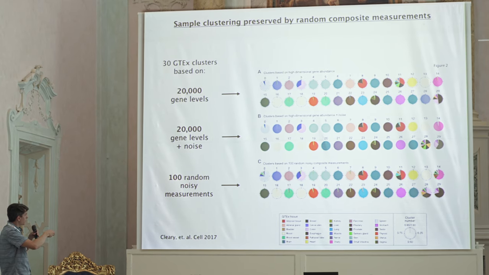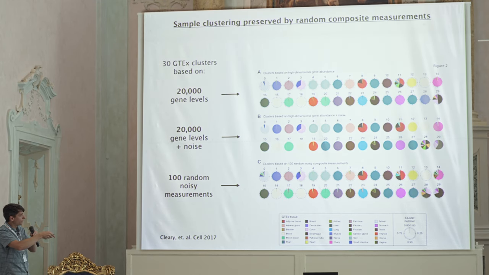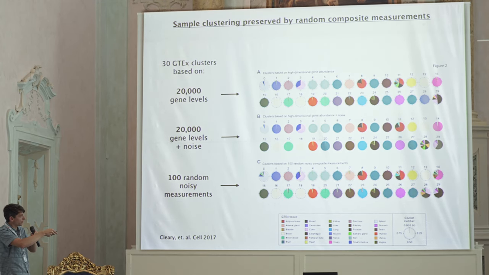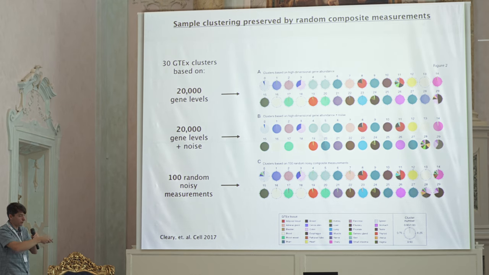But then we can ask, suppose I made 100 random noisy composite gene measurements and then clustered based on that. If you cluster the 8,500 samples based on 100 random simulated composite measurements, again, you get back out pretty much the same clustering. And the differences from the original data in this case are actually not due to loss of information from compression, but just the loss of information that happens from adding noise to the data.